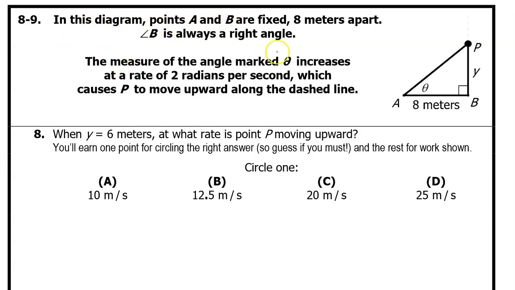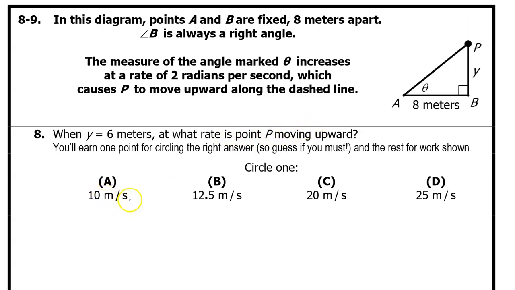In this diagram, points A and B are fixed at 8 meters apart. Angle B is always a right angle. The measure of angle theta increases at a rate of 2 radians per second, which causes point P to move upward along the dashed line. I don't see a dashed line, but it moves upward, which brings us to problem number 8. When y equals 6 meters, at what rate is point P moving upward?